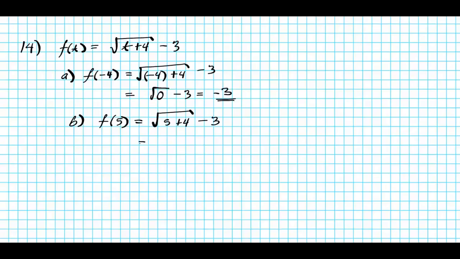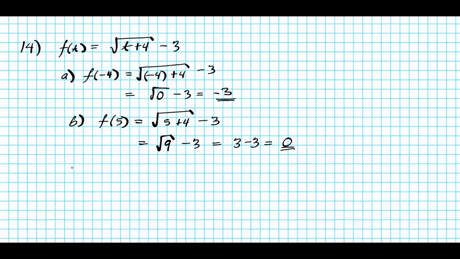All right, using order of operations, simplify what's in the radicand first. 5 plus 4 is 9, so the square root of 9 minus 3. Square root of 9 is 3, so we have 3 minus 3. Your final output is 0.